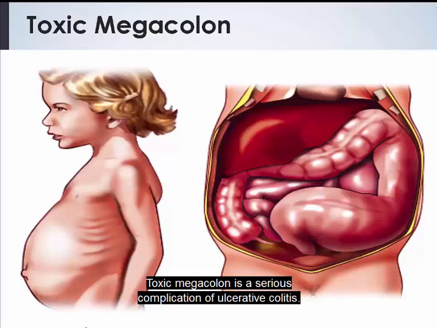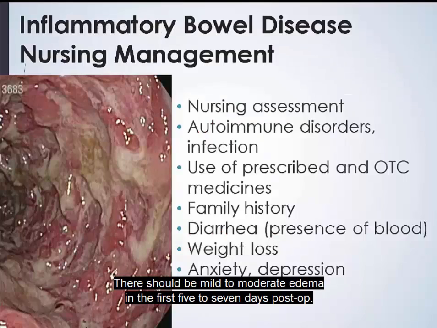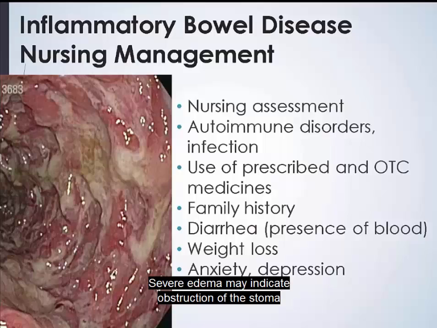Toxic megacolon is a serious complication of ulcerative colitis. It is excessive dilation of the colon and may lead to intestinal perforation and death. There should be mild to moderate edema in the first 5 to 7 days post-op. Severe edema may indicate obstruction of the stoma, an allergic reaction to food, or gastroenteritis.